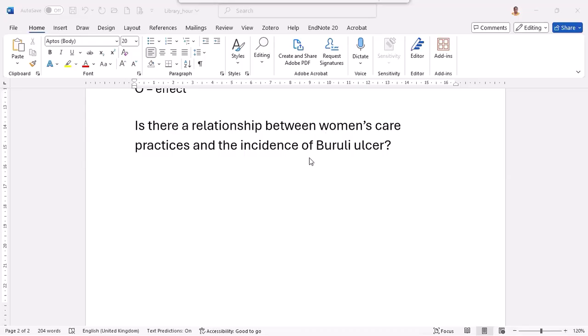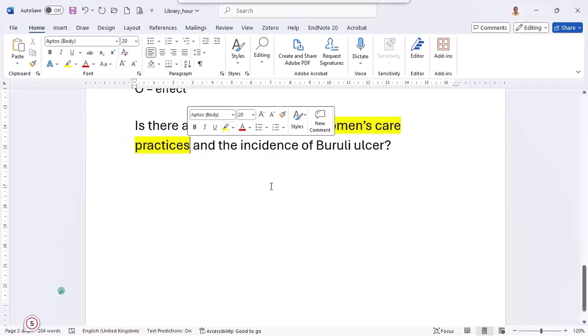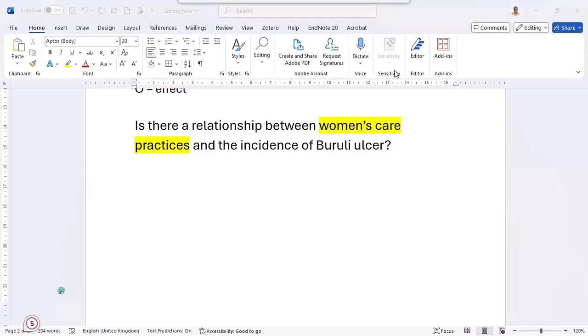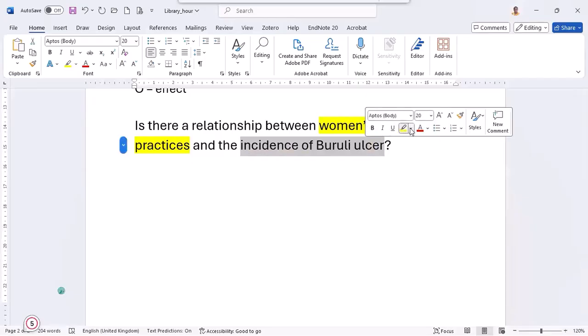Which one is the independent variable? Which one is the cause in this statement, please? Yes, the independent variable can be the women's care practices. Very good. Let me highlight it. So women's care practices, independent variable. Obviously that is what it looks like. And the dependent variable is? The Buruli ulcer. All right. You're also saying care practice, that's correct. Okay, so Buruli ulcer is not the outcome. It's from here, the incidence of Buruli ulcer. Yeah, that should be the outcome. Okay, I agree.